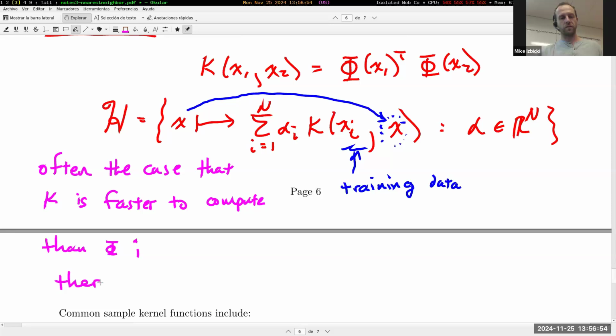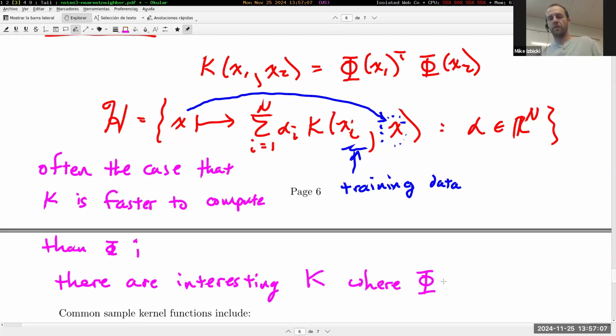There are interesting kernels. So interesting k functions, I'll just write k here for kernel, where the corresponding phi is an infinite dimensional function. So it takes R to the d into R to the infinite. And this would be something that is impossible computationally to actually compute. We'd be running forever trying to compute this phi value. But if we have access to the kernel, there are many constant time kernels that have an infinite dimensional representation.